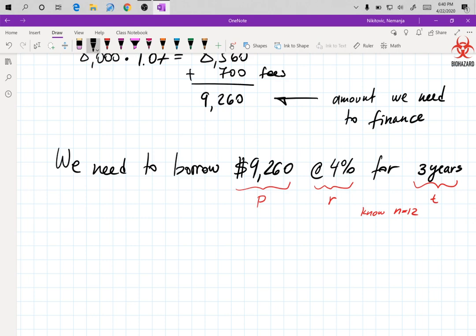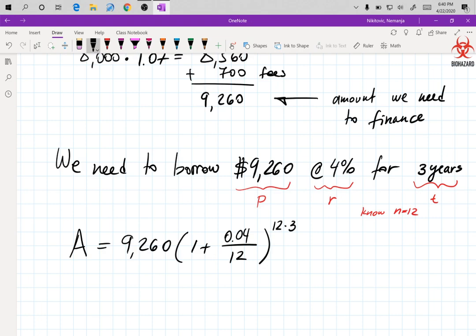Now I can compute the value that I owe back to the bank. It's principal times 1 plus 0.04, my R, divided by 12, raised to 12 times 3 years. So if you look at the formula, you will find all of these values, the R. Now R is converted to a decimal. I can't really put 4% into the equation, right? I have to put its decimal equivalent, and that's 0.04.